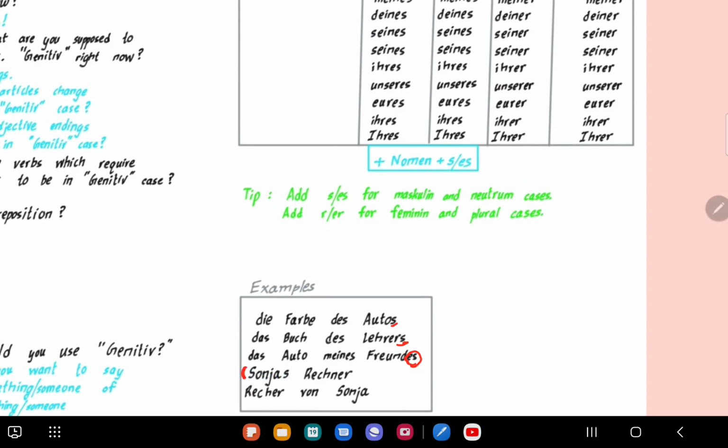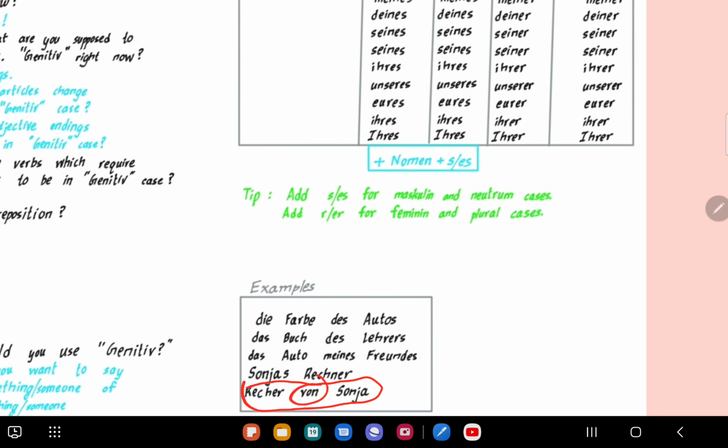Then if it is like someone's something, right? So Sonias Rechner. If you check, normally in English we'll add an apostrophe, but in German we don't add an apostrophe, so it's Sonias Rechner. You can also say Rechner von Sonia, but both are correct.